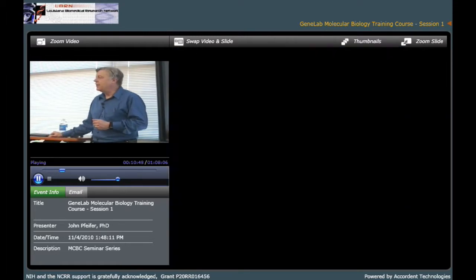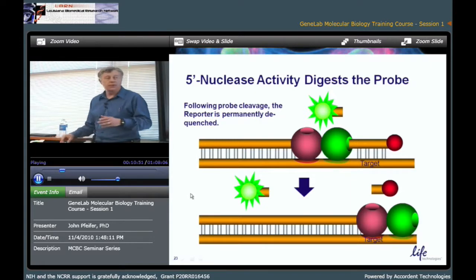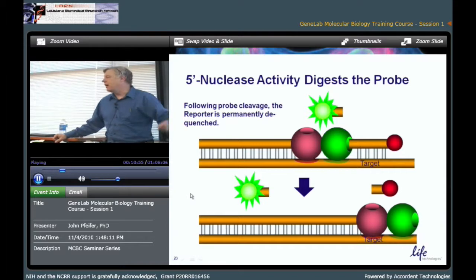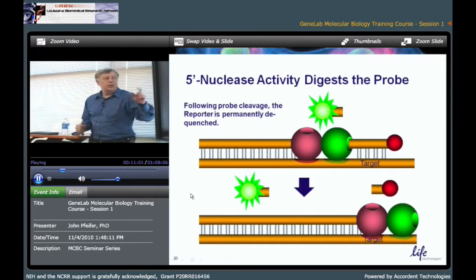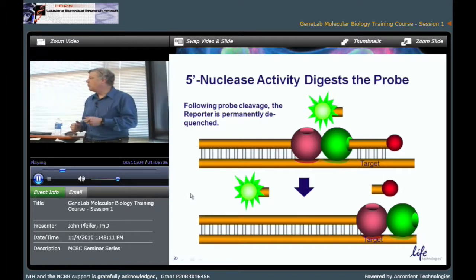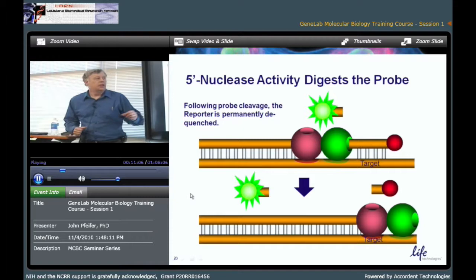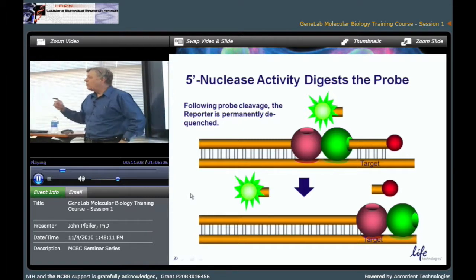Then a key event occurs. If the probe is bound to the correct target sequence, the nuclease activity has the ability to cleave that probe, releasing a fragment containing the reporter dye. So at this point, the reporter is on a separate molecule from the quencher. The affinity between the reporter and the quencher is gone now. So from this point onwards, that reporter molecule that's been cleaved away will stay lit up. So you could say it's a permanent signal production.